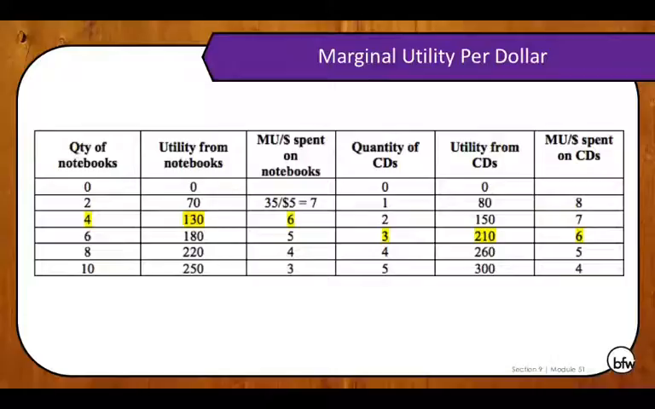how do we know? Well, we already know from trial and error that Bruno maximizes his utility by consuming 4 notebooks and 3 CDs. But we can see in this table that this bundle has an interesting outcome. The marginal utility per dollar is equal for both goods. Notice that when he consumes 4 notebooks, his marginal utility per dollar spent on notebooks is equal to 6. When he consumes 3 CDs, his marginal utility per dollar spent on CDs is also equal to 6.